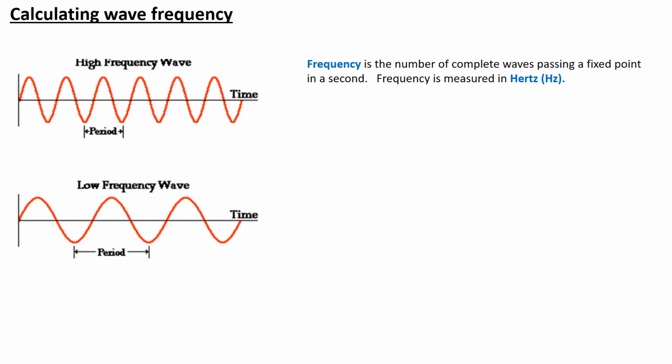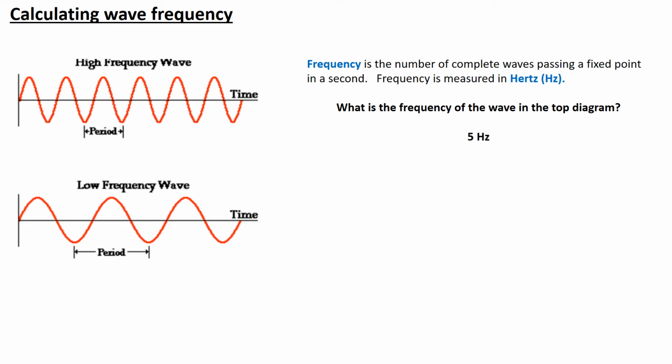So calculating wave frequency. Frequency is the number of complete waves passing a fixed point in a second. And again, we've talked about the fact that it's a complete wave. Now we can either again measure from peak to peak, trough to trough, or from the zero, the flat line in the middle. Okay. Frequency of the wave on the top diagram. So we need to look at this is 5 Hertz.